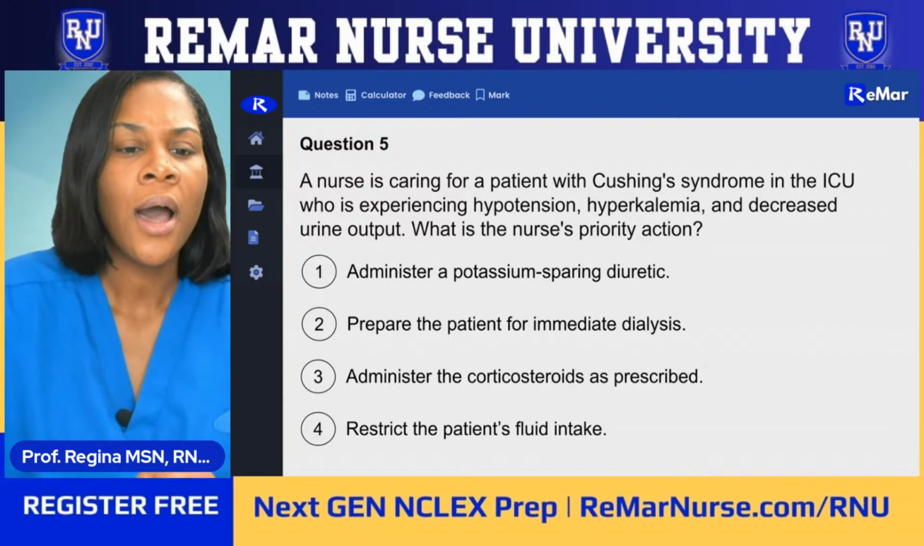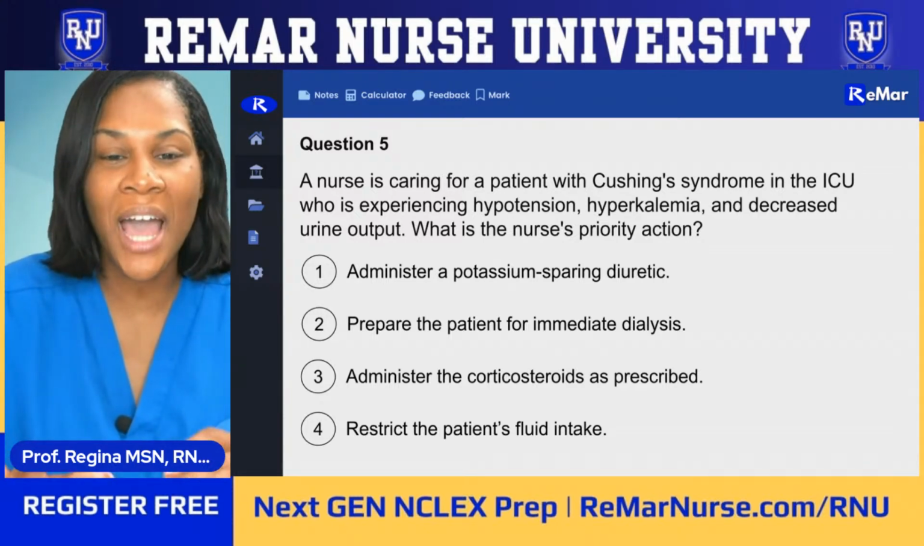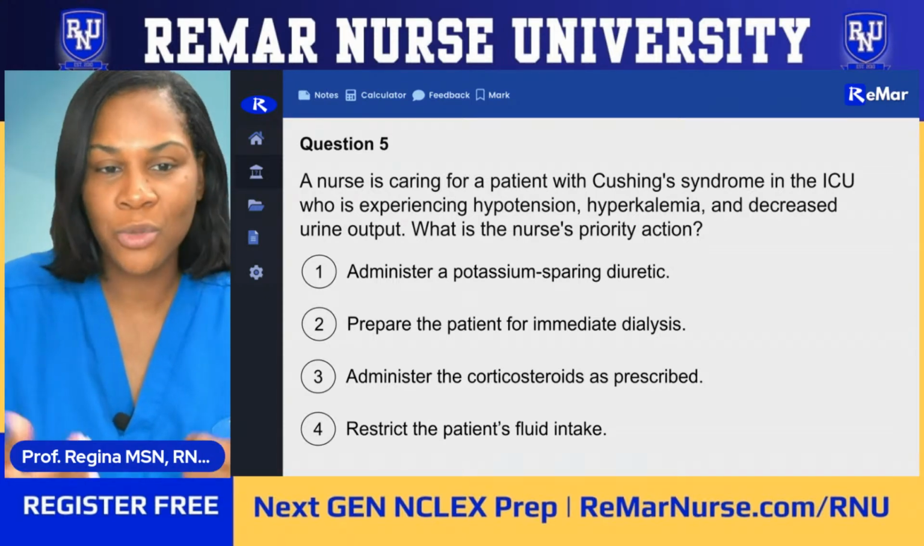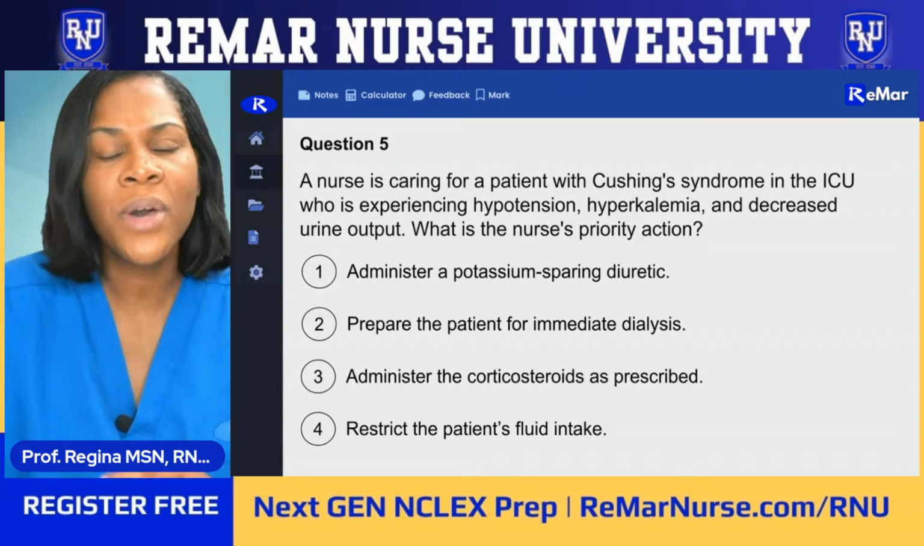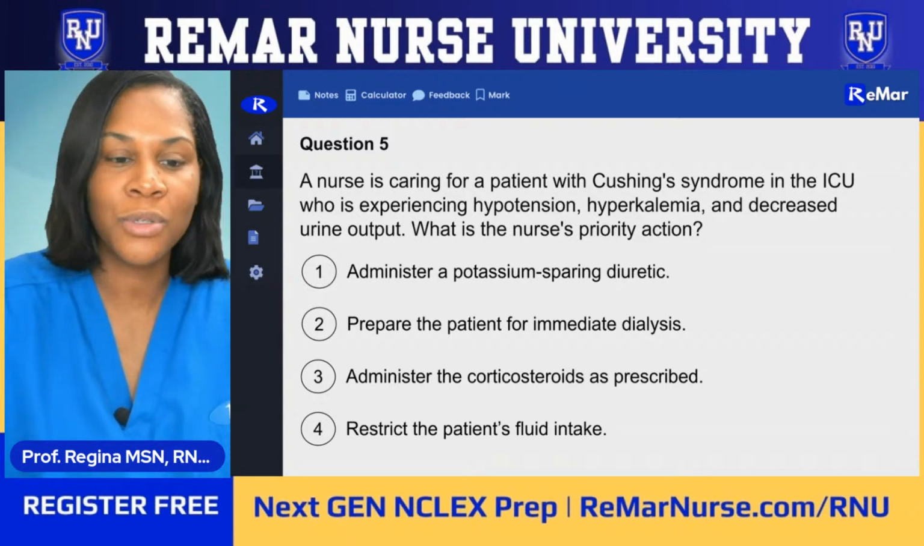Number 4, restricting the patient's fluid intake. Not so much with hypotension and reduced fluid volume. We would not want to restrict their fluid intake for any uncertain reason. So the only one that really made sense was number 3, which was administer the corticosteroids as prescribed.